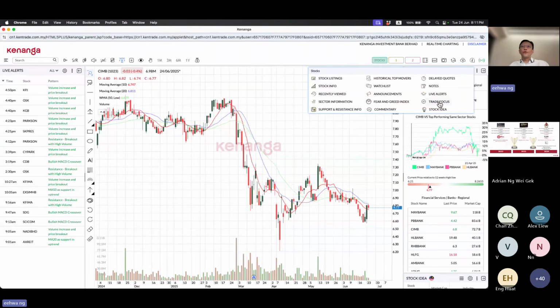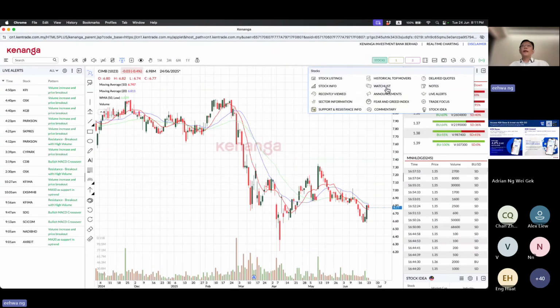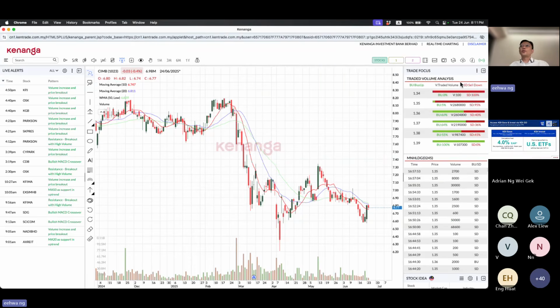I'll go to trade focus first. Now the rest you can come and click and read the information. I'm only covering the key features that can help you find trading ideas. If you come to the trade focus, this will be your buy up, sell down volume, whether this stock, like CIMB, is being bought or sold. Let's go to today.